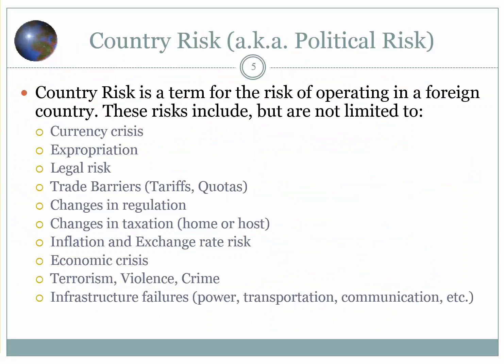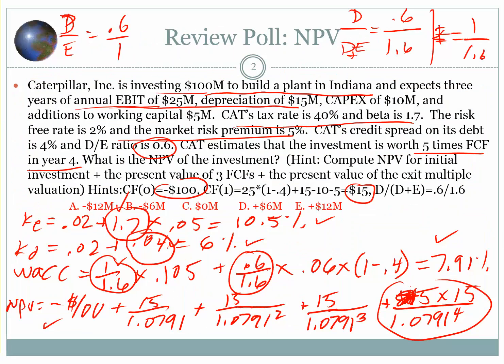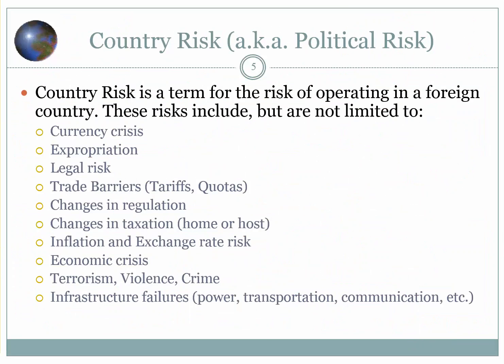So why is operating an investment not in Indiana, but what if I made this India? Why would it be different for Caterpillar to look for an investment in India? Well, we think that India might be riskier than the U.S. Well, I don't know that, just make an assumption right now. So why are other countries considered riskier? What is country risk or political risk?